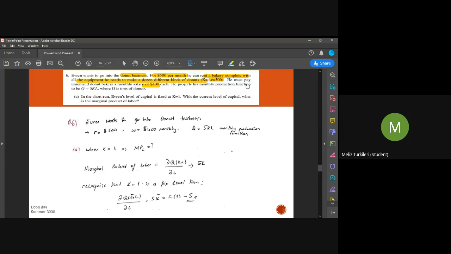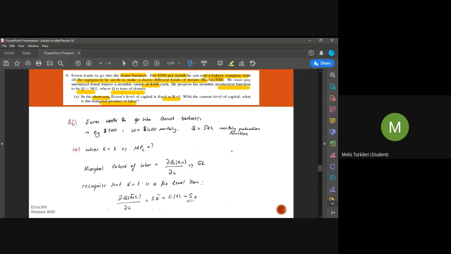And he has a production function, which is Q equals 5 times K and L, and Q shows the tons of donuts. In the A section, it asks us, in the short run, when the capital is fixed at the level of 1, what is the marginal product of labor?